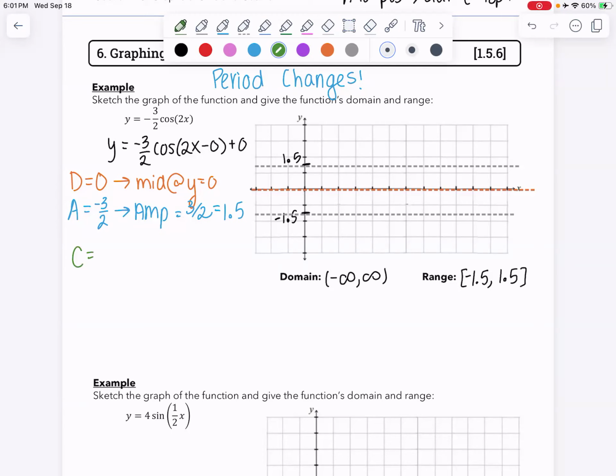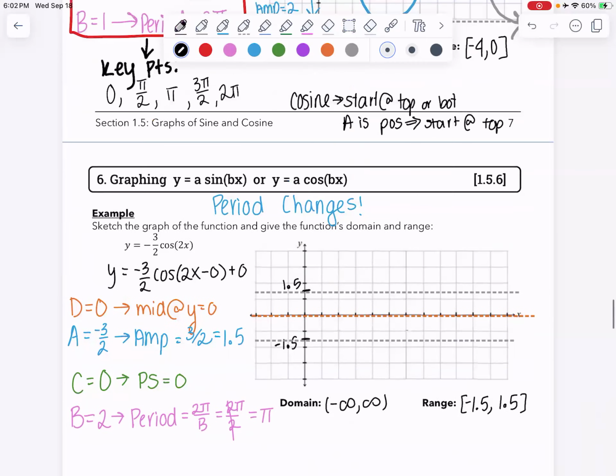C, there is no C value. C is 0. So that means there's no phase shift, or another way of saying that is the phase shift is 0. No phase shift means we start at x equals 0. And finally, B. B is 2. B is what changes the period. So period is equal to 2 pi divided by B. In our case, B is 2. Those 2's will cancel. The period is pi.